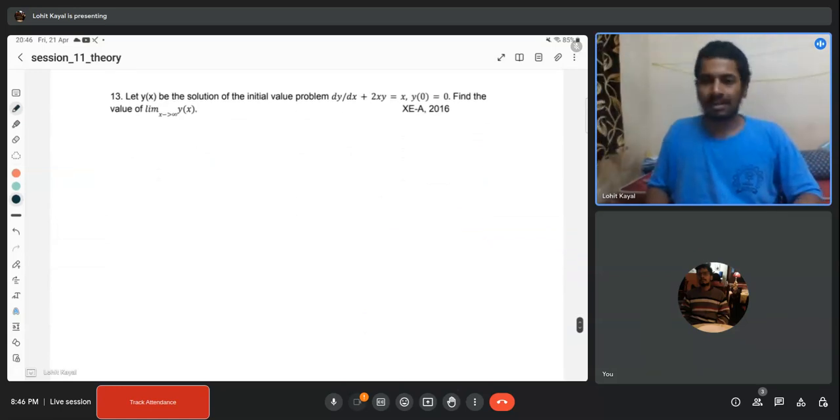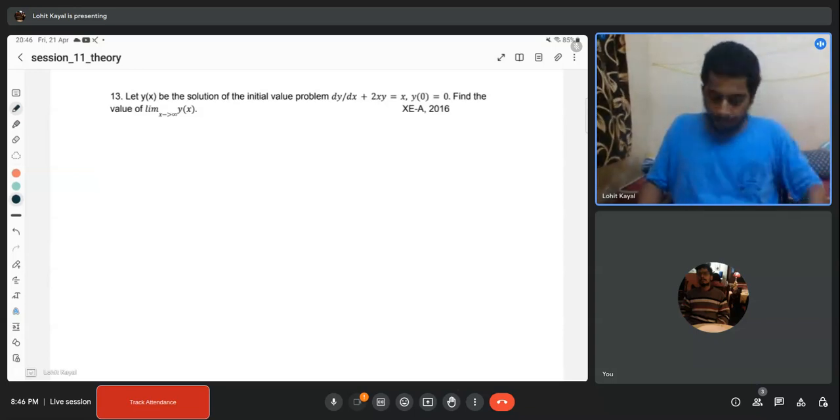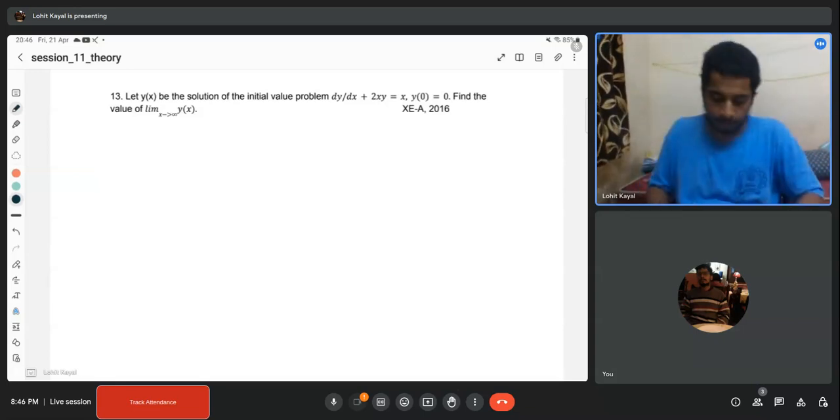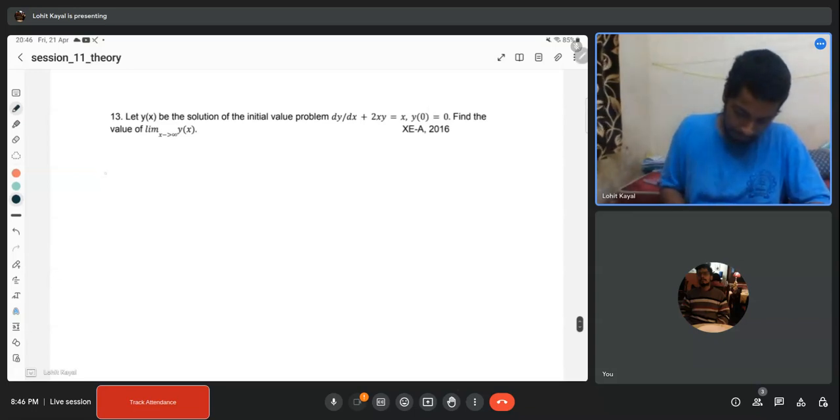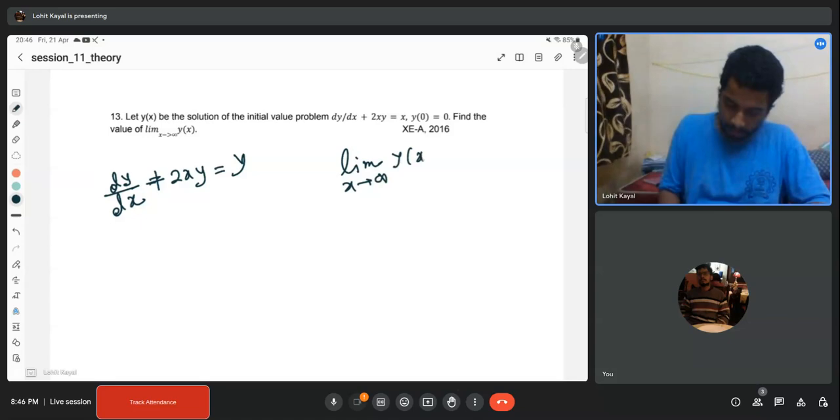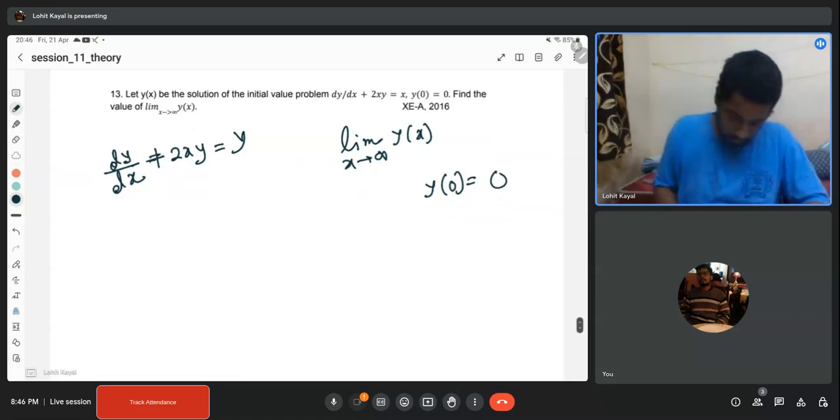Okay, and now this is the last problem. This is also another theoretical problem, not analytical, not numerical. You do not need to do numerical computation over here. Very straightforward question. Here it is given that dy/dx plus 2xy equal to x, and you need to find the limit as x tends to infinity of y(x). It is given that y(0) equal to 0.